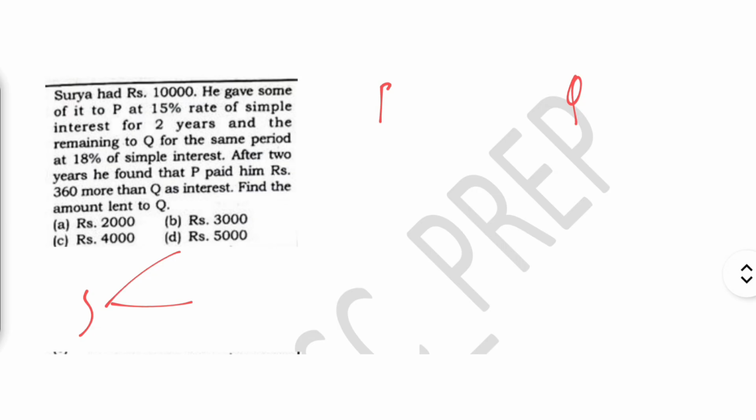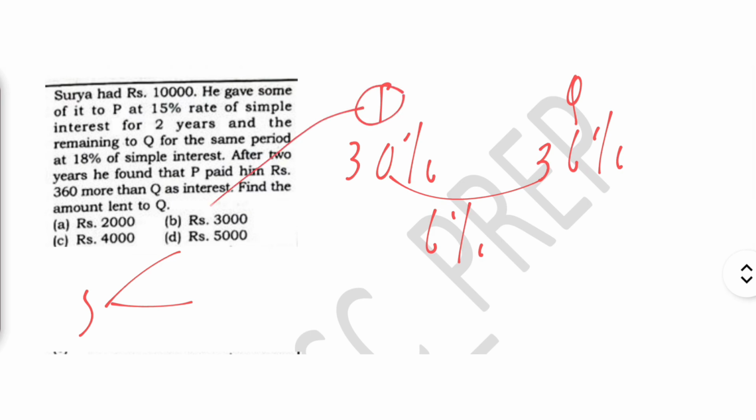To P at 15% rate of simple interest for 2 years, which is 15 into 2 is 30%, and the remaining amount to Q for the same period, that is 2 years, at 18, that is 36%. What is the difference? 6%. And they say that after 2 years he found that P paid him rupees 360 more than Q. So this 6% is the extra amount that P has paid, and this 6% is nothing but 360 only.